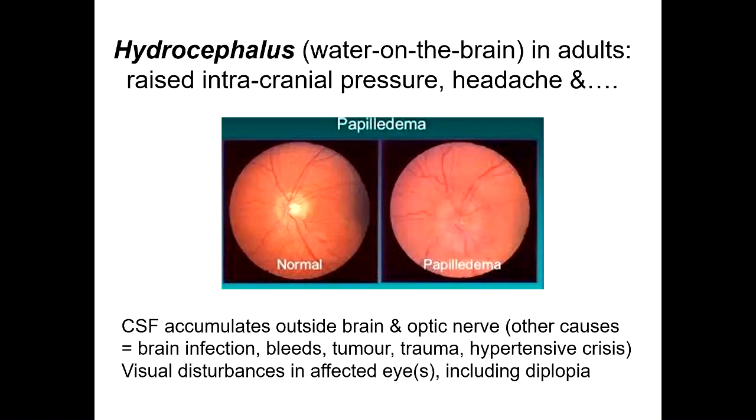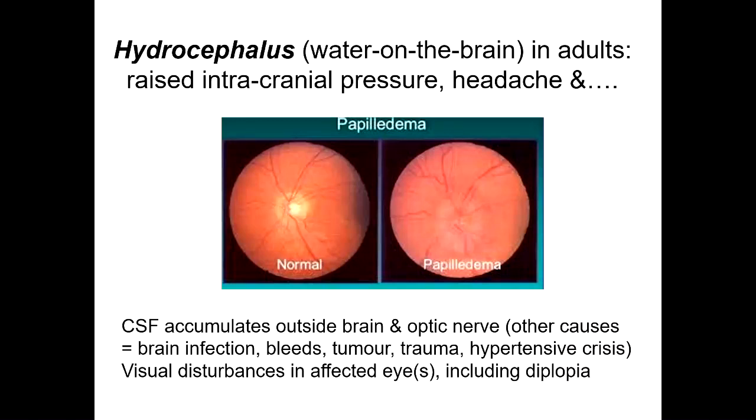And if you see a person who is claiming that they have a severe headache and papilloedema of one or both eyes, then this is basically a medical emergency. They need to be sent off to A&E in a hospital to see a neurologist as quickly as possible, so that the water in their brain can be drained out, and their vision and other functions can be rescued. In fact, CSF accumulates outside the brain and outside the optic nerve for a variety of reasons.